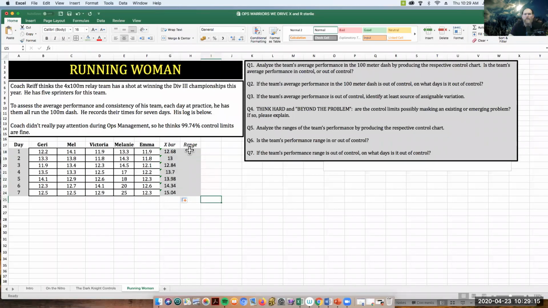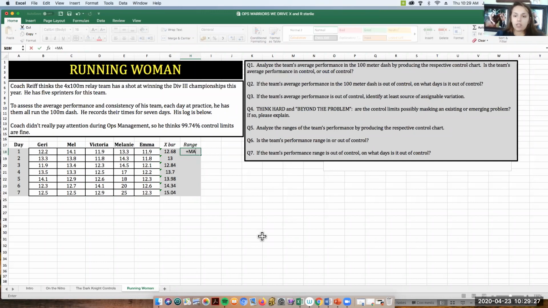So with that, Kylie, how do we figure out the range of that day? So what I did was use the max function that they have in Excel. So max of all of the girls, so all of the 5 girls, minus the min of all of the 5. And then you can just drag that down.